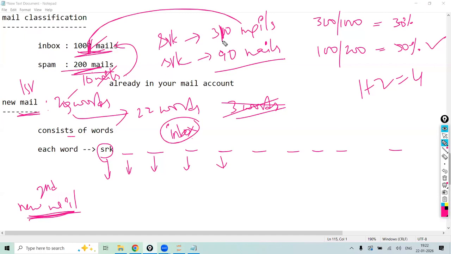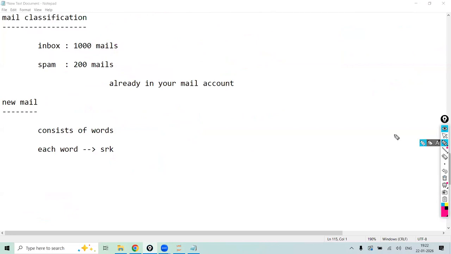Is the point clear? So once you send that one, automatically the counting will change. Morley, is that clear? Right? Done. Next.